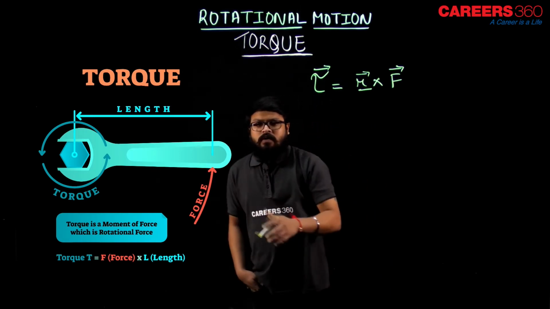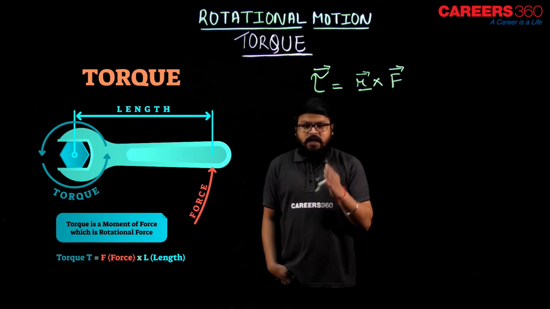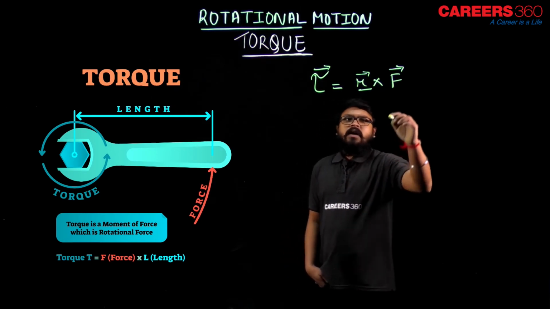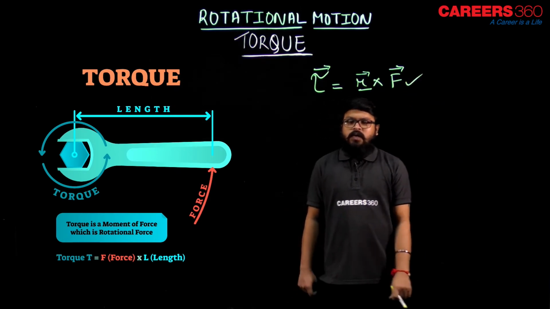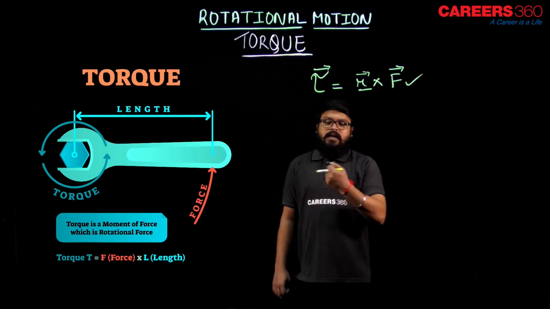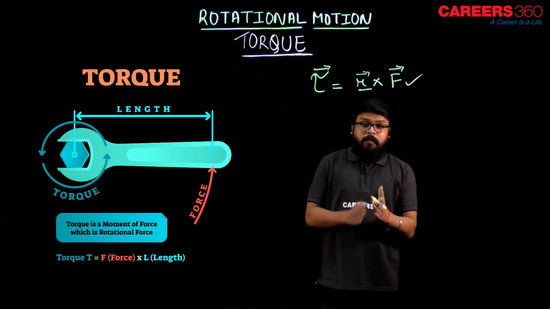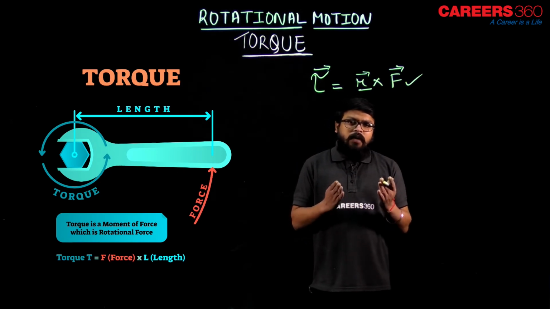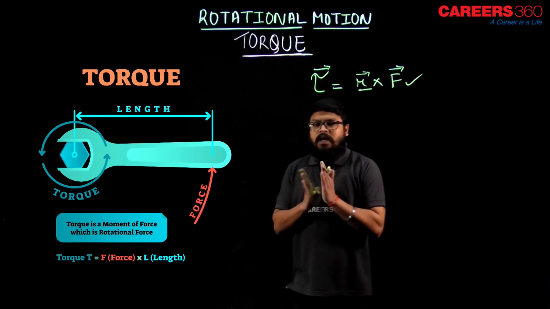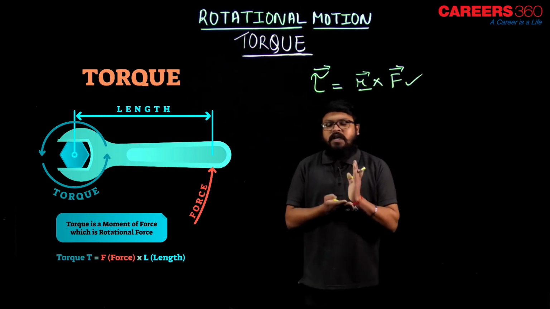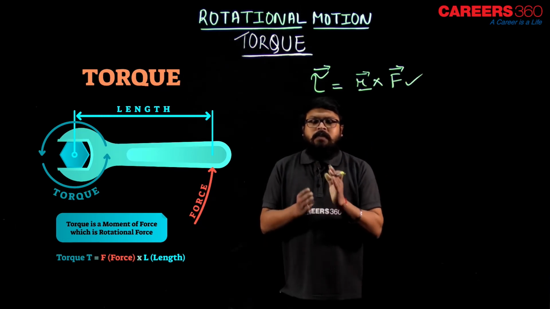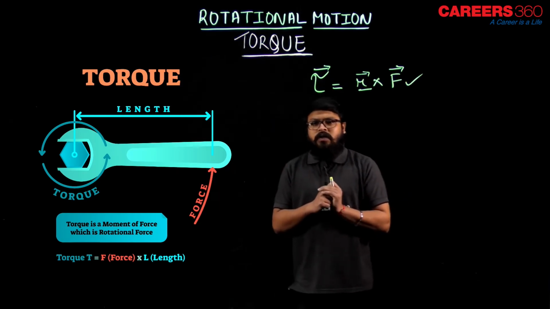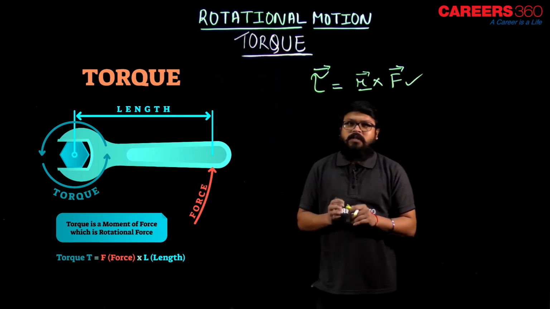that is the length where we apply the linear force F from the fixed point or axis of rotation. F is the linear force which you apply at a particular point, that is at a length L or R, which is a perpendicular distance. When I say perpendicular distance, it means the force and the length must be perpendicular to each other. If they are not, then we have to find the perpendicular distance between the force and the fixed point or axis of rotation. I hope that is clear to you.